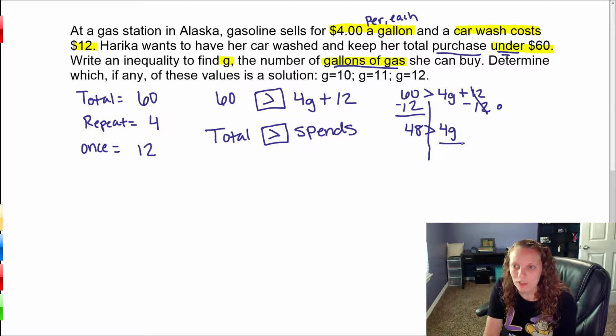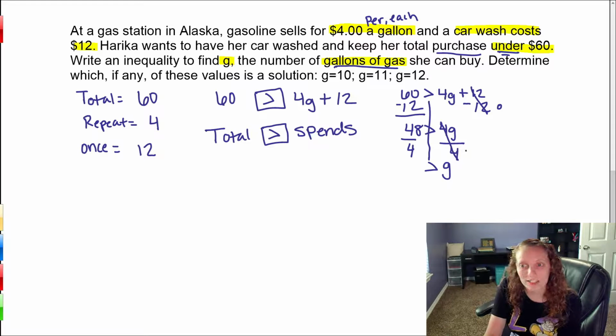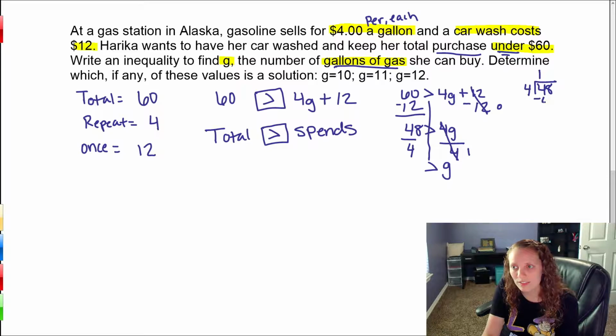4G, that means multiply. So the opposite of multiply is divide. We're dividing by a positive 4, so the symbol can stay facing the correct direction. And then G is just going to be written down because 4 divided by 4 is 1, and so the G is left alone. And then 48 divided by 4, 4 goes into 4 once, subtracting 4, bringing down the 8. 4 goes into 8 2 times, and we are done.